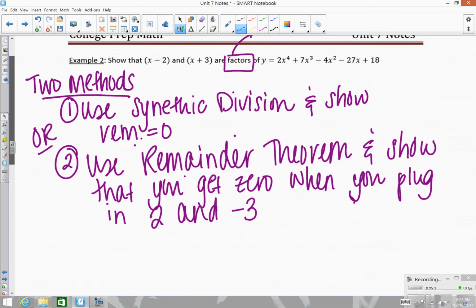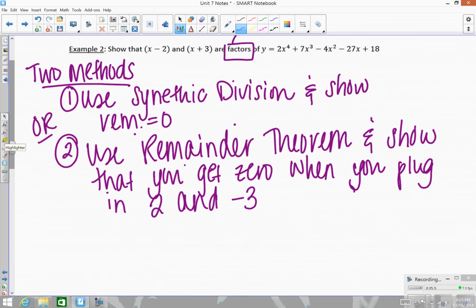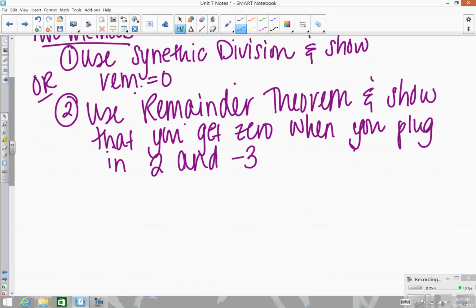So I'm going to use method number 1 just to, again, reinforce synthetic division. And if you wanted, though, keep in mind that you're always welcome to use method number 2. It totally works. It's just a matter of preference, and I just want to review synthetic division with you. So I'm going to use method 1.